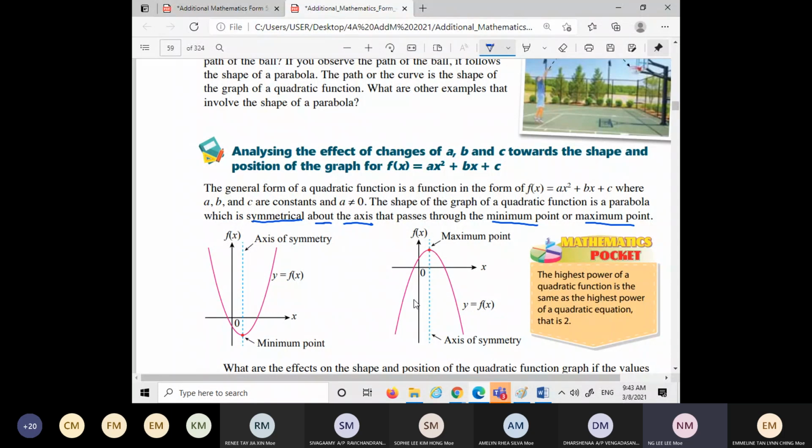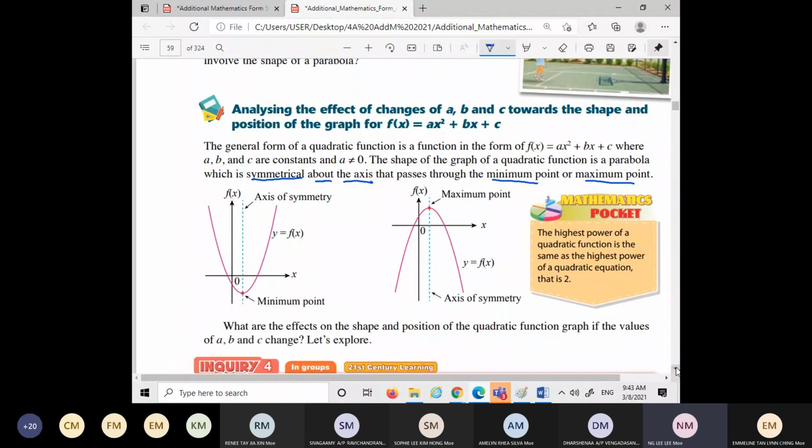Okay, this is very important. All this you have to remember, because afterwards the question will ask you to find the axis of symmetry. How to find the axis of symmetry? You just have to know the x-coordinate of the minimum or the maximum point. Then you will get the axis of symmetry.